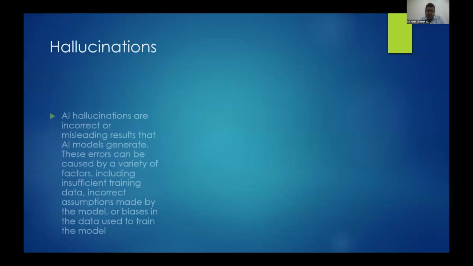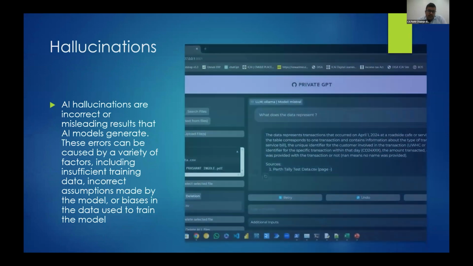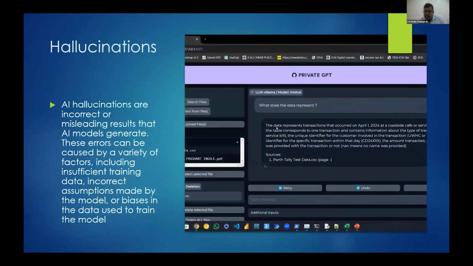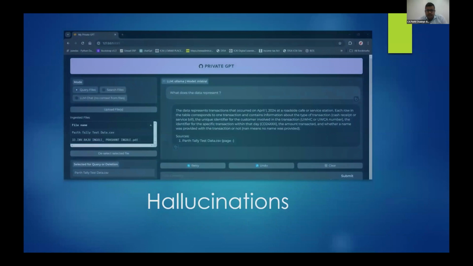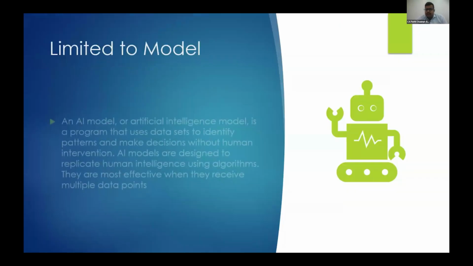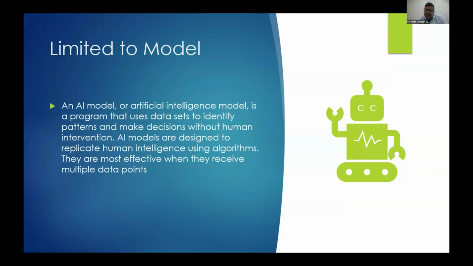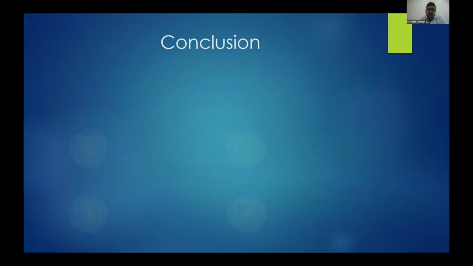Second issue is that it hallucinates. I put in some other data and asked what this is. It said this data represents transactions from a roadside cafe. This was out of context. It had not been told what the data was, but it told me something on its own. Hallucinations are incorrect or misleading results that AI models generate, caused by errors. This is an example of hallucination. Then, limited to the model: the model I worked with was built only for normal chatting, not for accounting, so it failed.